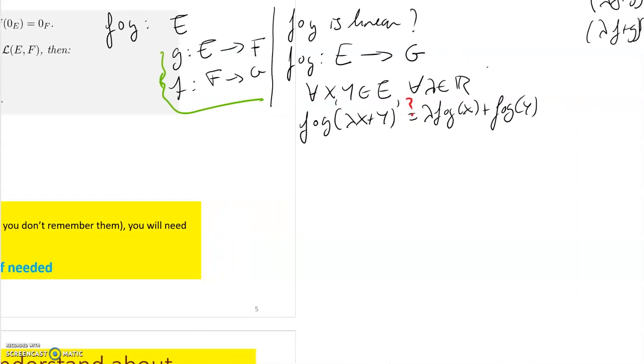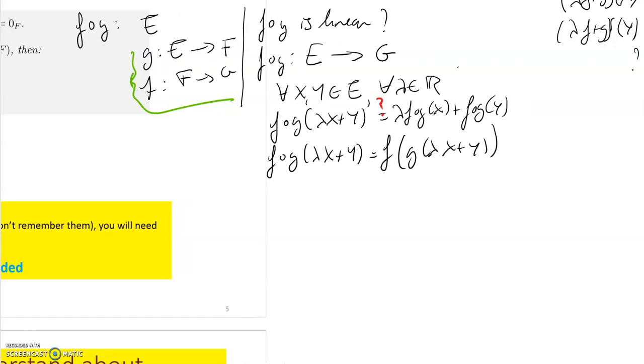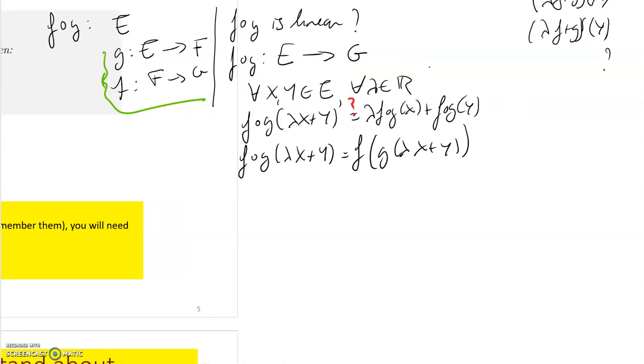So let's do this. F composed with G of lambda x plus y is just going to be F applied to G of lambda x plus y. I haven't written anything very interesting here. I've just written what it means to do the composition. Sorry, that's stuff remaining from the previous video. Okay, so now let me expand on that expression.